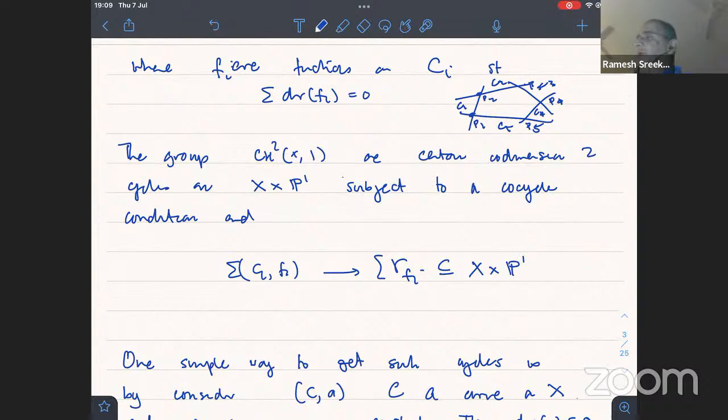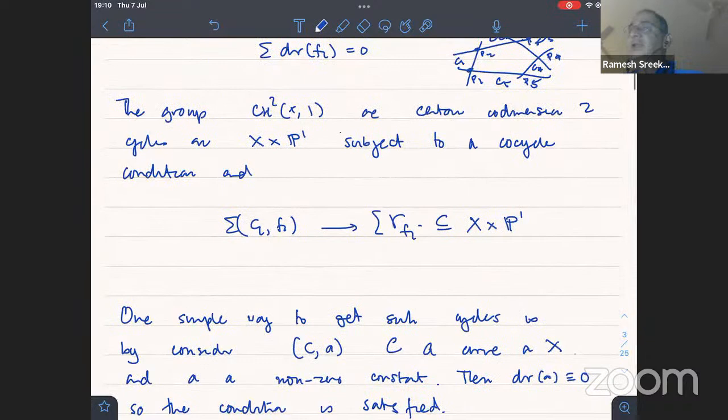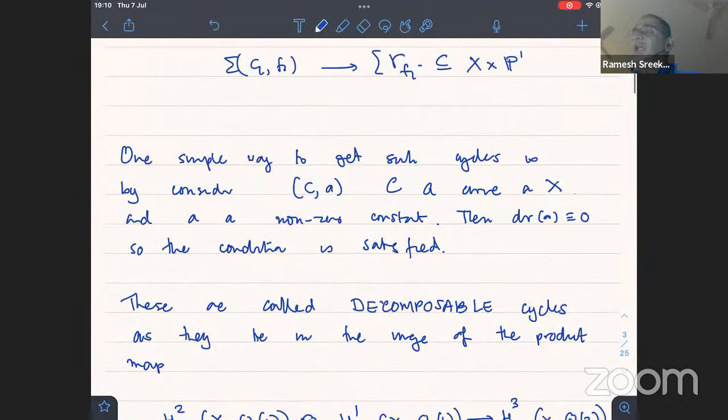If you had such functions, you probably don't, unless your C_i are rational curves. But again, you can build those things. They may not be interesting cycles, whatever we mean by interesting. One simple way is to take functions whose divisor is just zero, which are constant functions. Just take a curve and a constant function, and then the condition is trivially satisfied, because the sum of div f_i equal to zero condition is just zero.